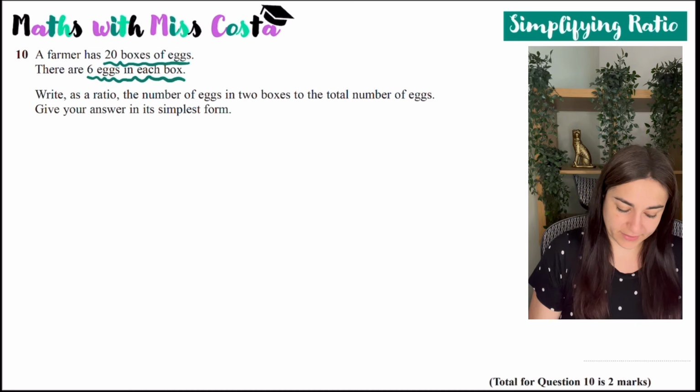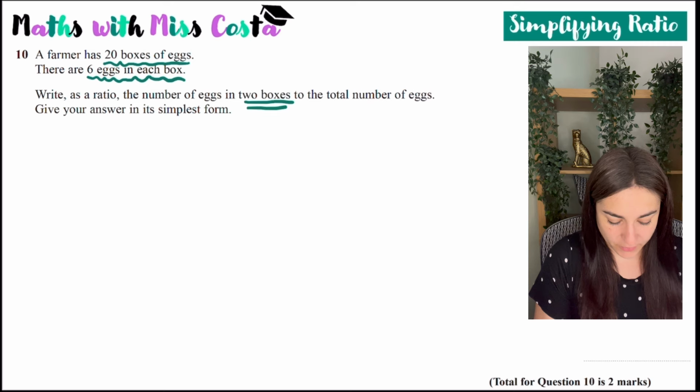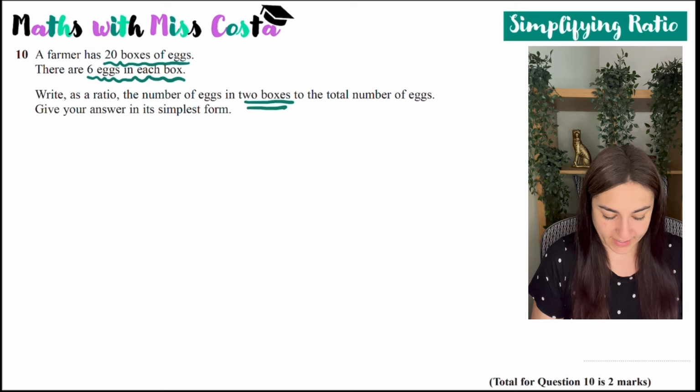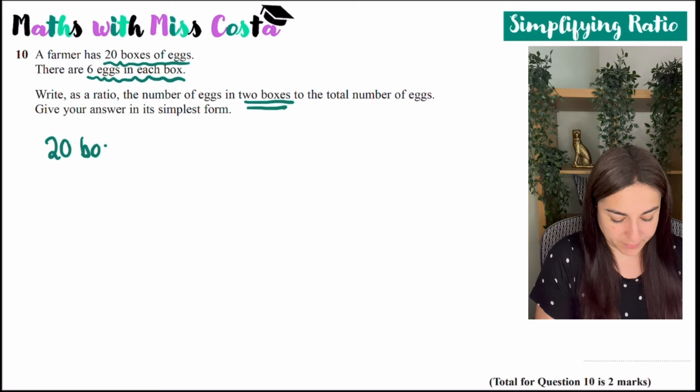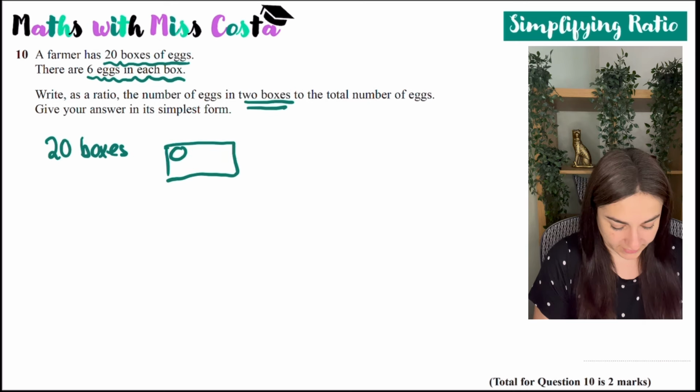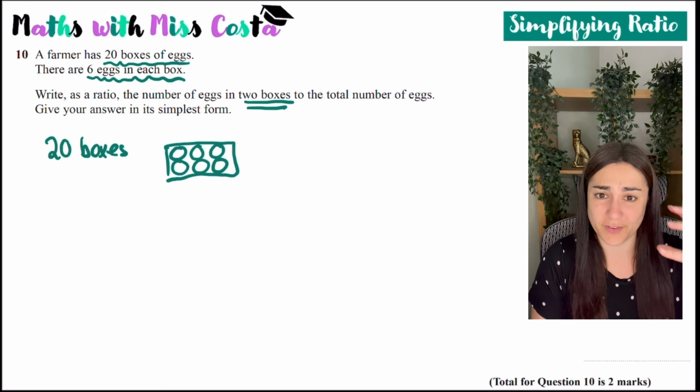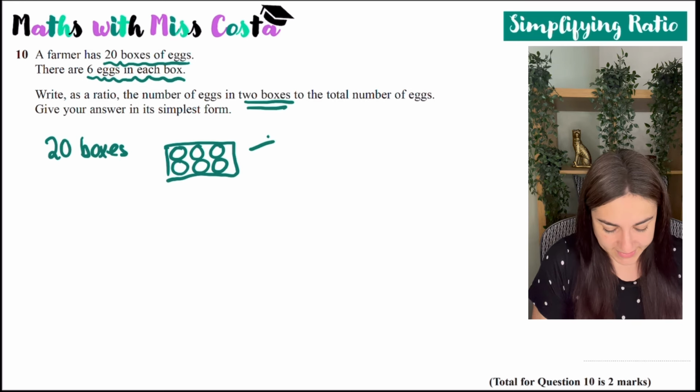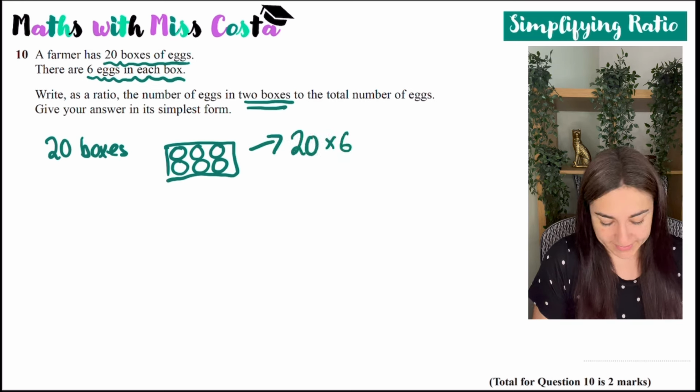So I need to write as a ratio the number of eggs in 2 boxes to the total number of eggs. Okay, so I know that there are 20 boxes of eggs, and in each of these boxes there are 6 eggs. Sometimes it helps to just draw things out so you can visualize it. So I've got 20 lots of 6.